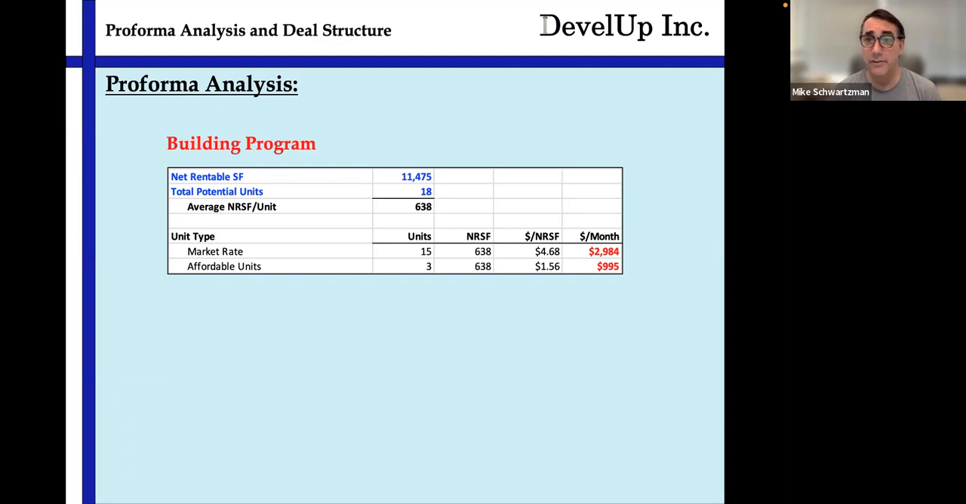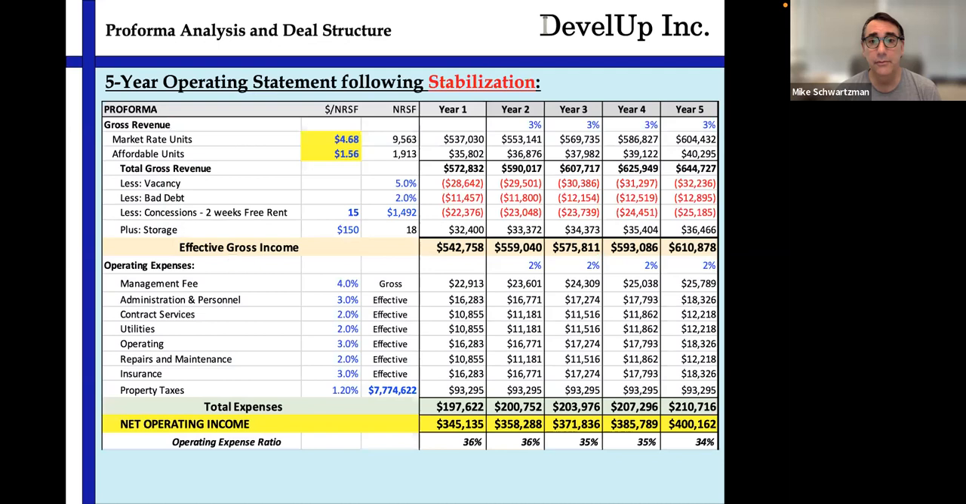Again, yet another division of the city that would love to talk to you about your project, and would love to explain everything you need to know and help you cross the finish line. So here we go. Now, this is our operating statement following stabilization.